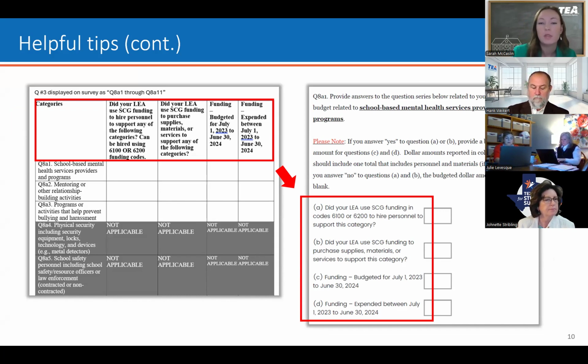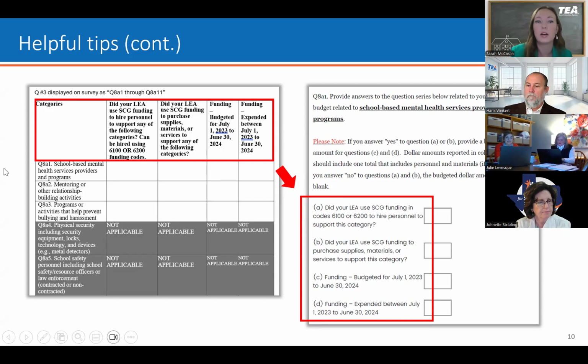following categories? Something to be mindful of is that personnel is typically hired through 6100, but be mindful about any contracted personnel that you budgeted and expended funds out of 6200. We want to consider both. So again, any personnel, be it hiring out of 6100 or 6200 funds, would be put here. So in this first row, you would go yes or no, straight down for any of the applicable categories.